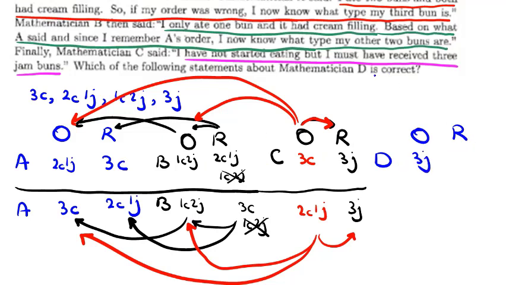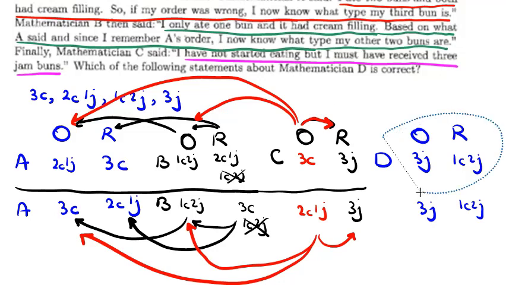Okay, mathematician D, what he says. Okay, for this, 3J, 2C1J, 3C. So it will be what? None of them. So 3C, 3J, 2C1J, 1C2J. And for this case, it will be what? 2C1J, 1C2J, 3C. So 3J, the order, what he received, 3J, 3C, 2C1J, 1C2J. So in both cases, D has this property.